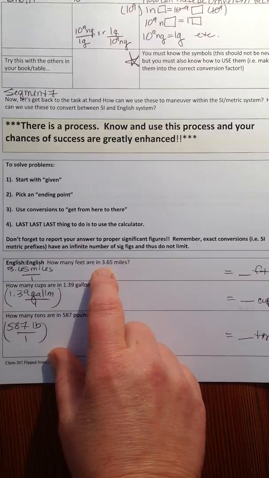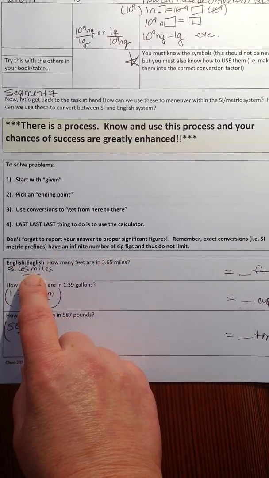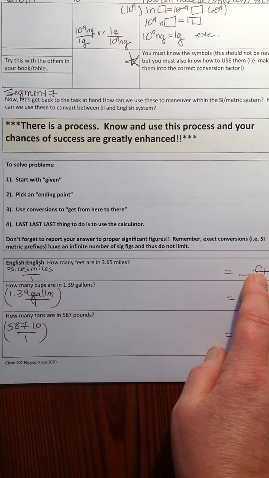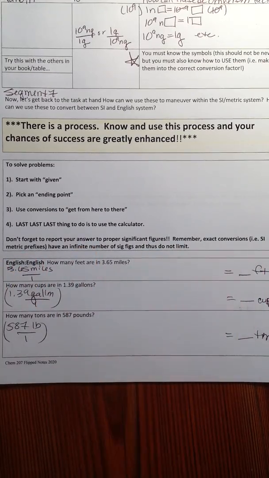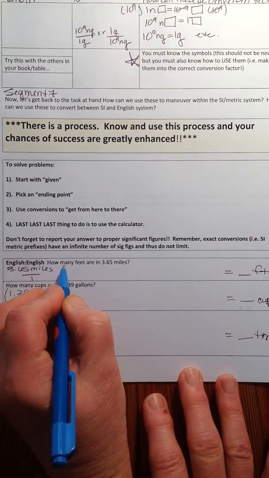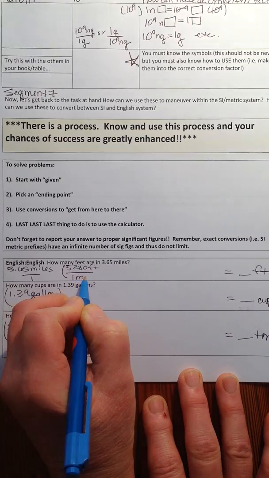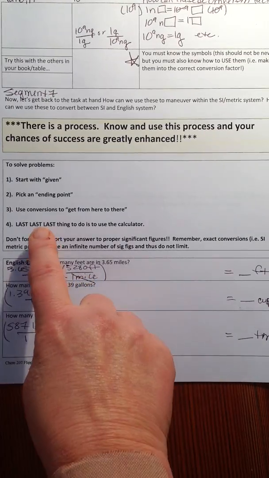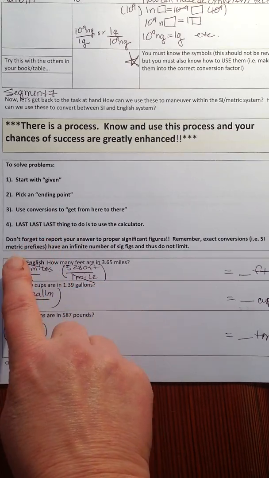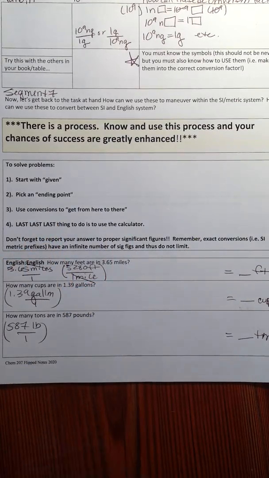How many feet are in 3.65 miles? 3.65 miles over 1 is our starting place. Feet is our ending place. English to English, you need to know how many feet there are in a mile. 5280 feet, 1 mile. Miles will cancel, and we're going to use that conversion factor to get from here to here with the proper unit.